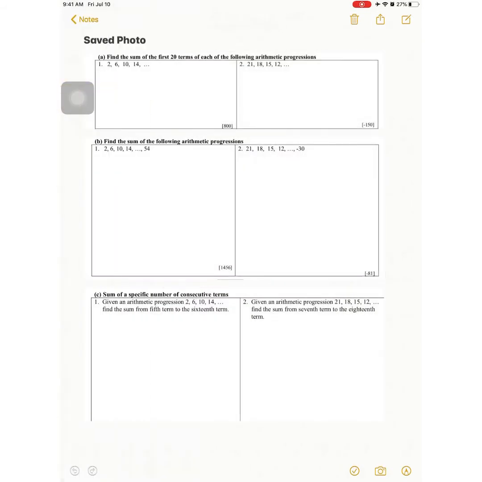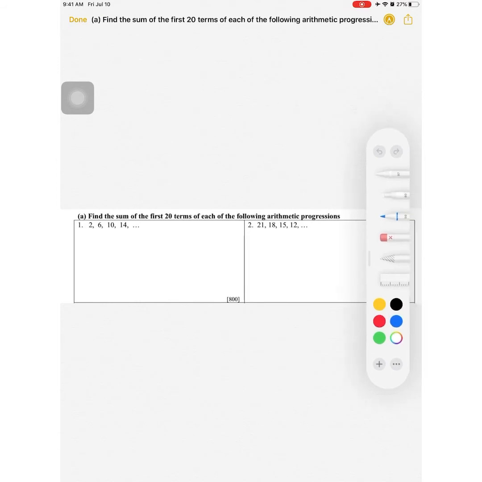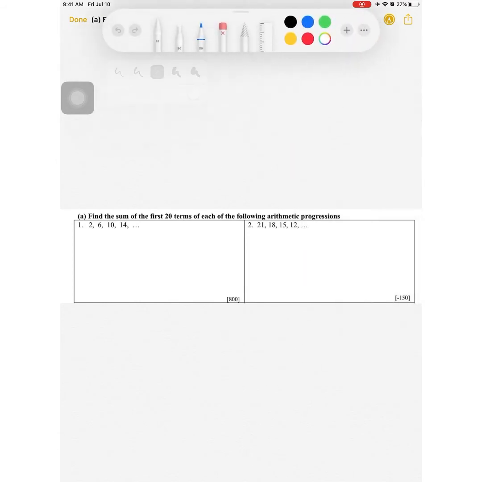If we have this kind of question, where you have to find the sum of the first 20 terms, it means that we have to find S20. Now you were given the sequence of numbers down here: 2, 6, 10 and 14. So we know that our a is 2 and our d is 6 minus 2, which equals 4.